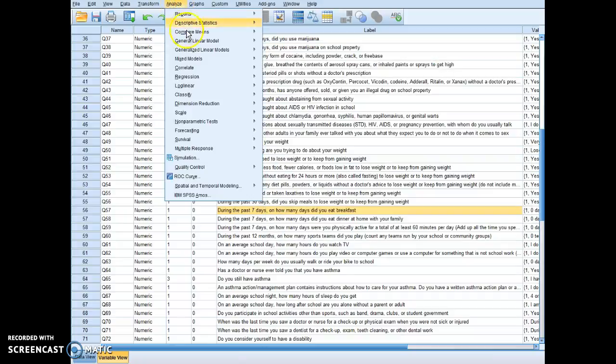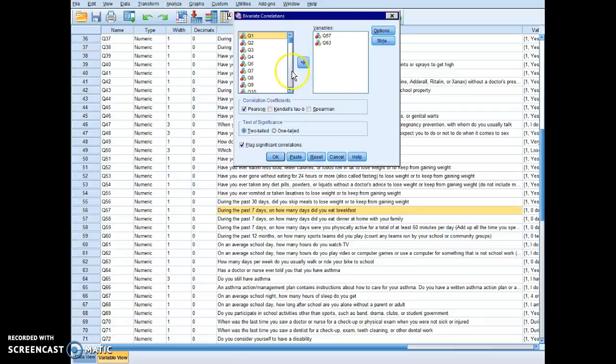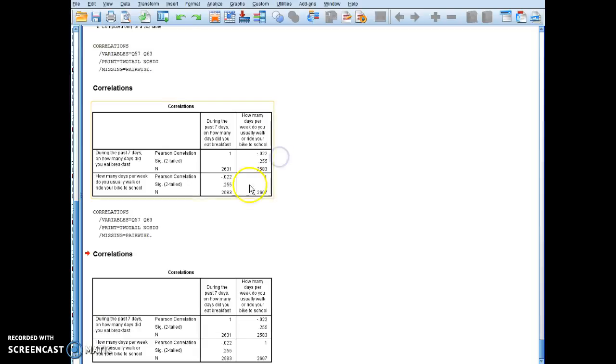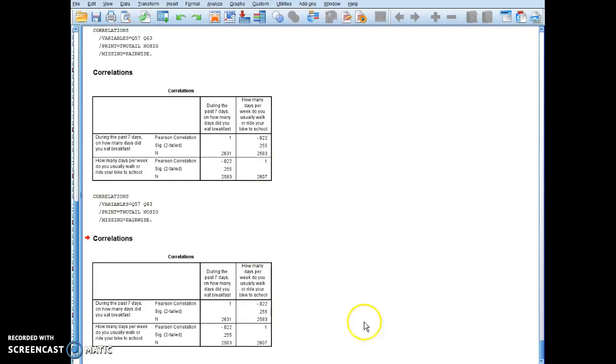So we go to Analyze, Correlate, and Bivariate. And as we can see, question 57 is during the past 7 days, how many days did you eat breakfast? And question 63 is how many days per week did you bike or walk to school? So both these questions are under the variables, and we just hit OK. And this is the table that we need.